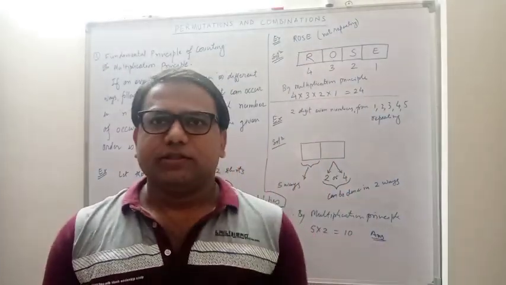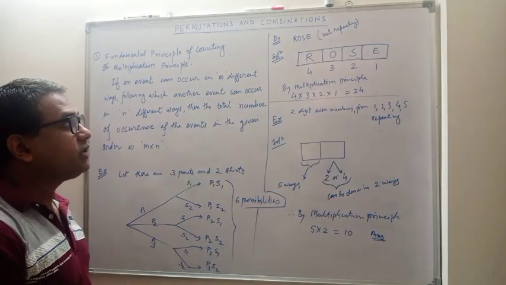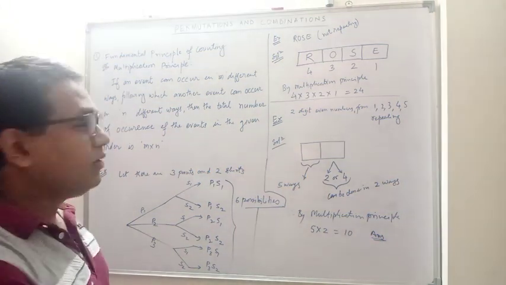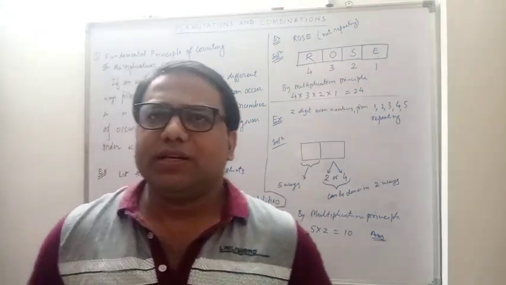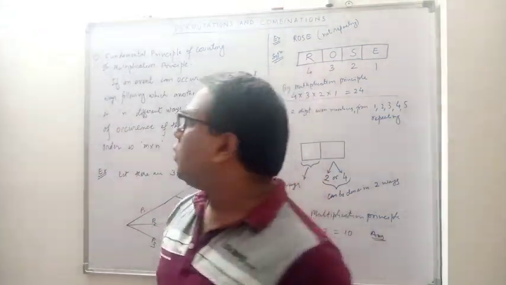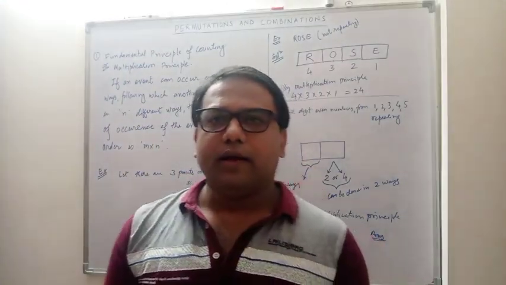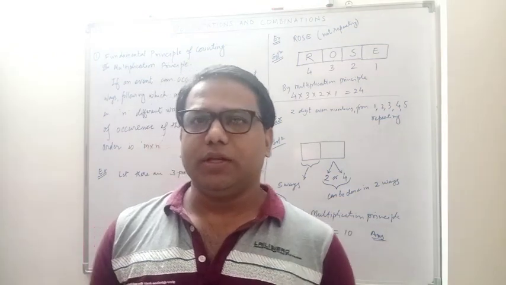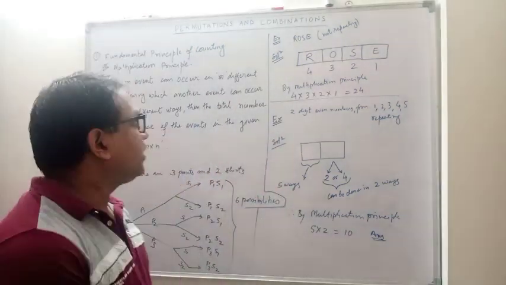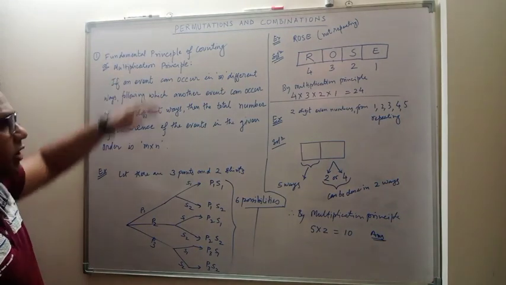Good morning, dear students. Today we are going to start a new chapter, that is permutation and combinations, and there will be three things in this chapter. The first one is the fundamental principle of counting, which I have written over here, and next is permutation. Then we will go to combination. So let us start today's class with the fundamental principle of counting, or multiplication principle.